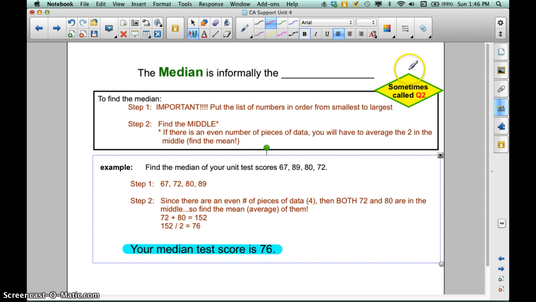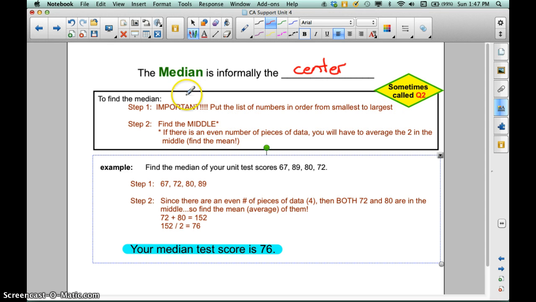The next summary statistic is median. Median is informally the center of the set of numbers. I say informally because technically we're not just saying, oh, look for the center, but really think about what a median is on the road. Isn't a median that raised section of the road that's in the middle of the road? It's the middle, or the center. And sometimes the median is referred to as Q2. Now this means quartile 2, and we'll go over that later in class today.